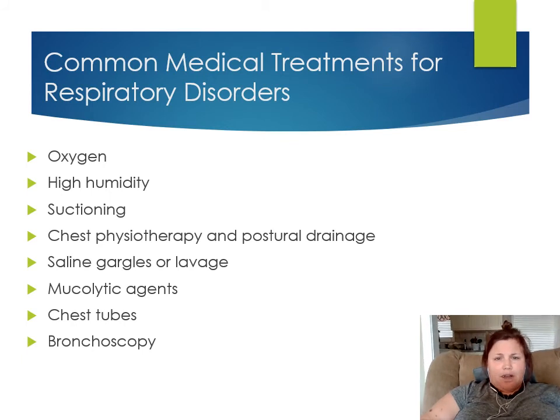So now we're going to talk about the common medical treatments for respiratory disorders in general. Just want to recap that those interventions include oxygen administration, high humidity or humidification, suctioning when there's excess mucus, CPT, which is chest physiotherapy and postural drainage, may even include an oscillating vest, saline gargles or lavage when it's talking about the throat and discomfort there, mucolytic agents, which are going to help to decrease the mucus production, like Robenal, chest tubes if we have a collapsed lung and we need to reinflate it, and bronchoscopy, which is going to allow you to view the bronchial system or the bronchial tree and see what's going on.